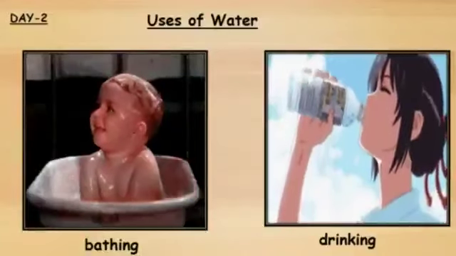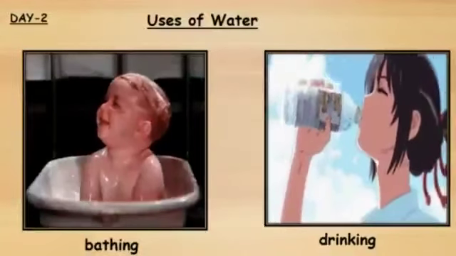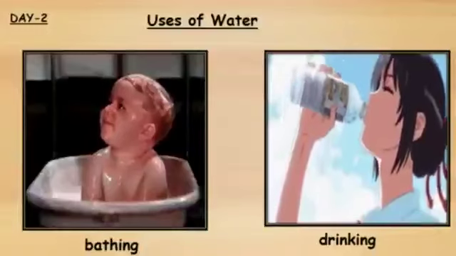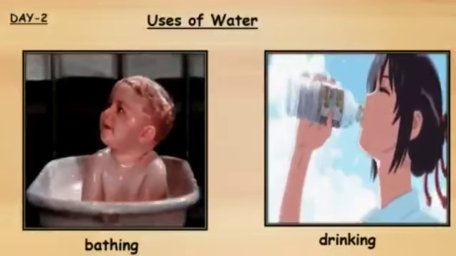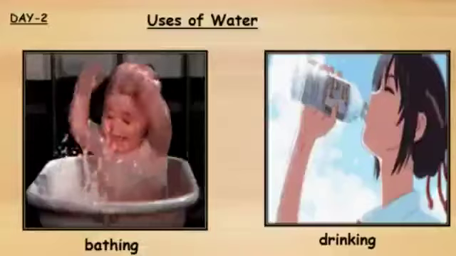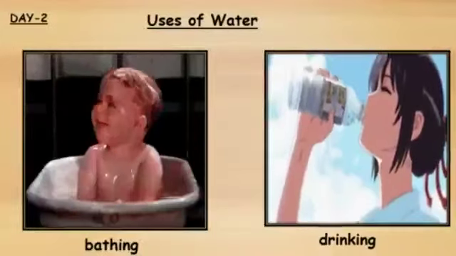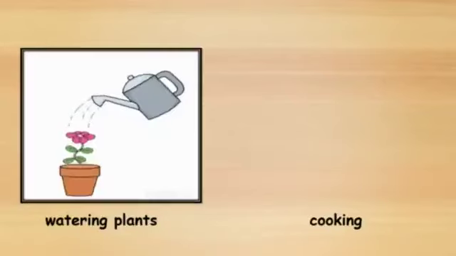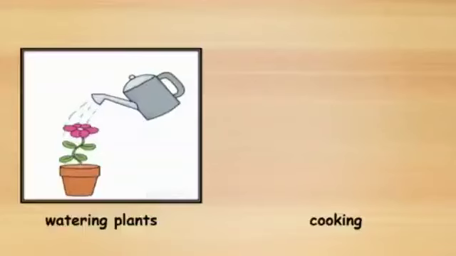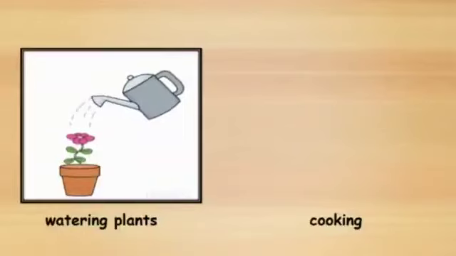In the next picture, water is also used for drinking, isn't it? Yes, we need water to drink also. Shall we learn the next uses of water? Yes. Water is used for watering plants. Only when we water plants, they grow well and we get beautiful flowers or vegetables from them. So, water is very important for watering the plants.